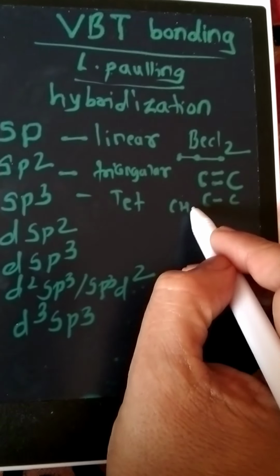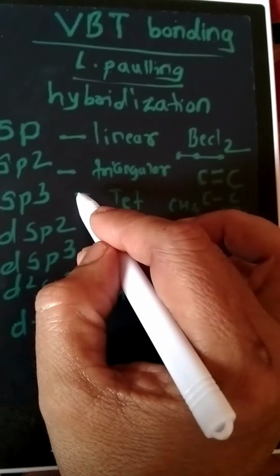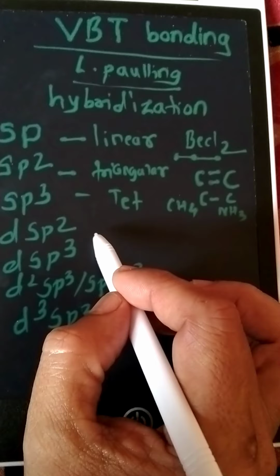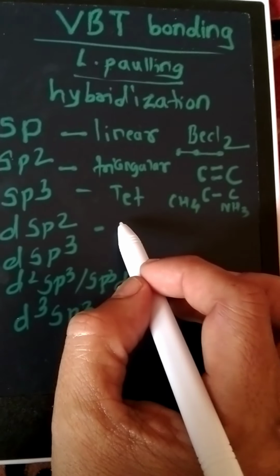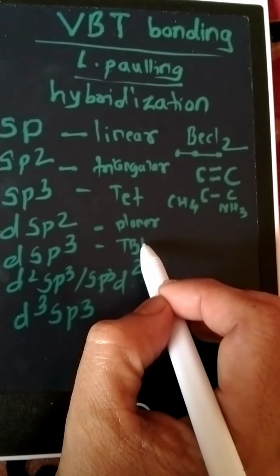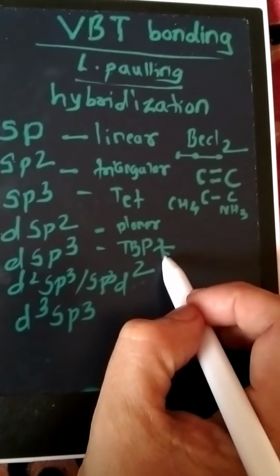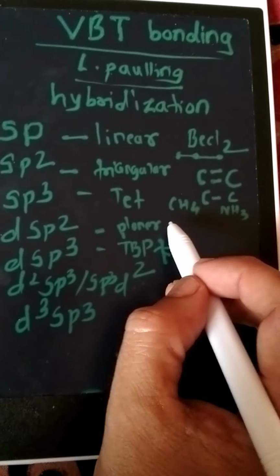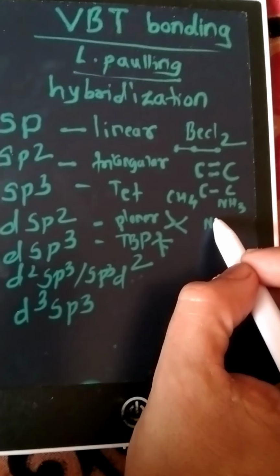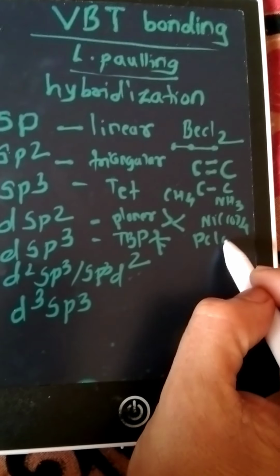Tetrahedral molecules like methane show this type of hybridization. Ammonia, also with a lone pair, shows sp3 hybridization. The simple molecules show this hybridization, and complexes also show hybridizations. dsp2 hybridization has a planar structure. The dsp3 hybridization has a TBP structure, trigonal bipyramidal, with an upper and bottom pyramid. Planar structures are shown by dsp2 hybridization, like the Ni(CO)4 complex. TBP is shown by PCl5-like molecules.